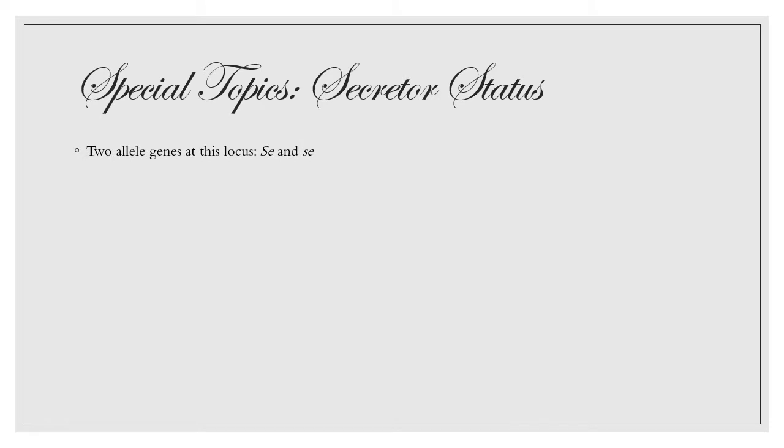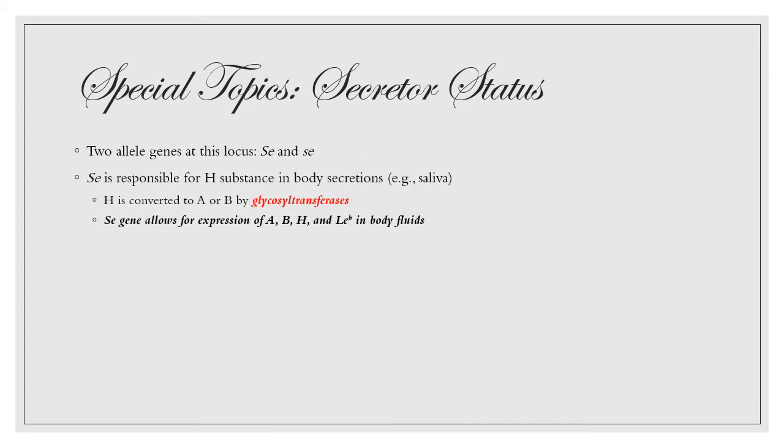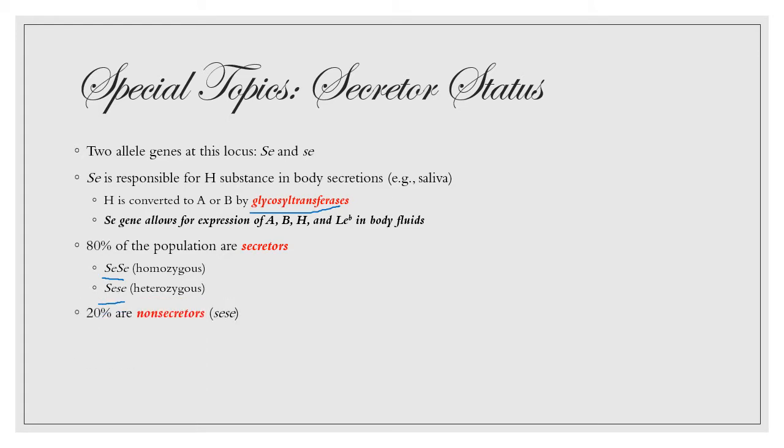Okay, secretor status. There are two alleles, capital Se and lowercase se. The capital Se is responsible for H substance in secretions. H is converted to A or B by glycosyltransferases. It's in red because it's important. This allows for the A, B, H, and Lewis B in body fluids. 80% of the population are secretors. This means they're either homozygous or heterozygous for the secretor status. So most of the time you're going to be able to see this expression in the saliva. 20% are non-secretors.